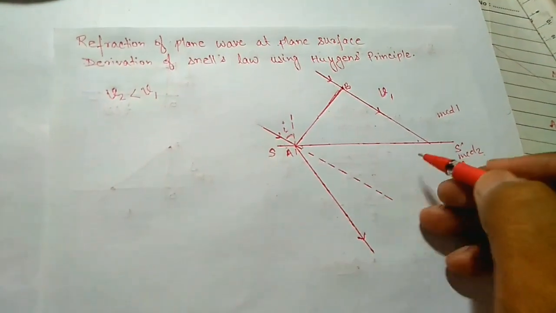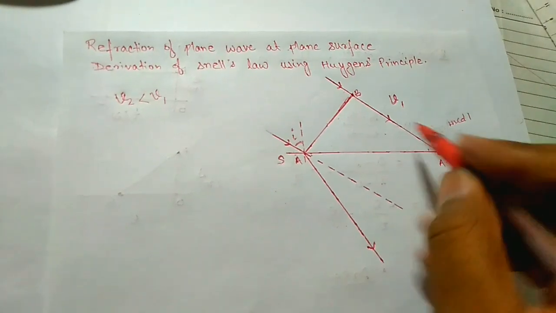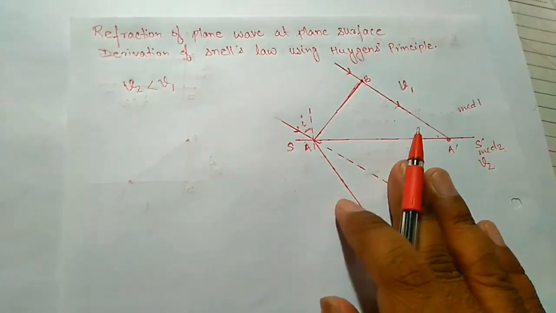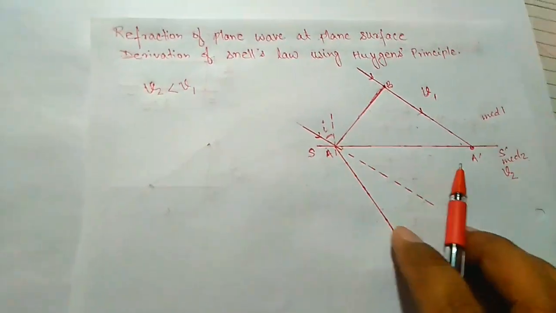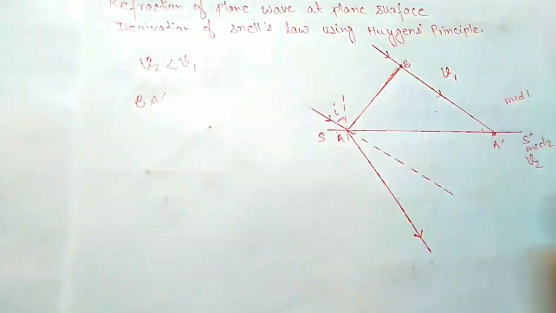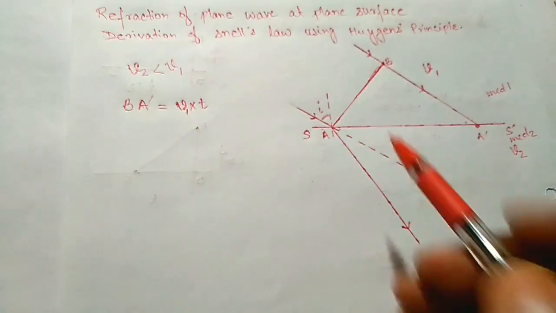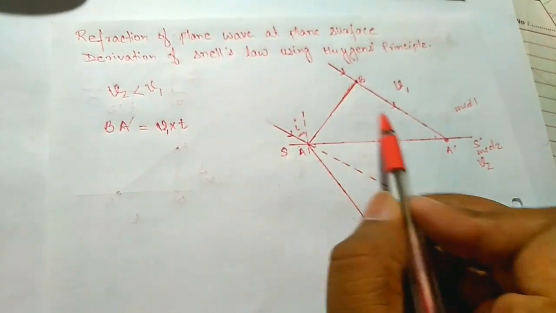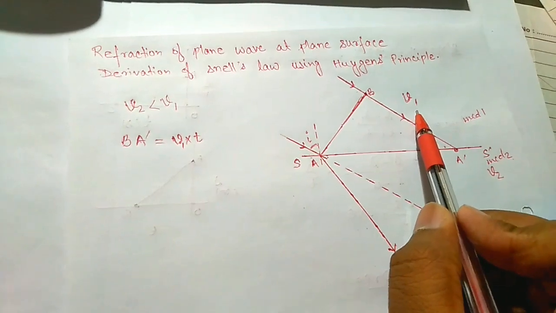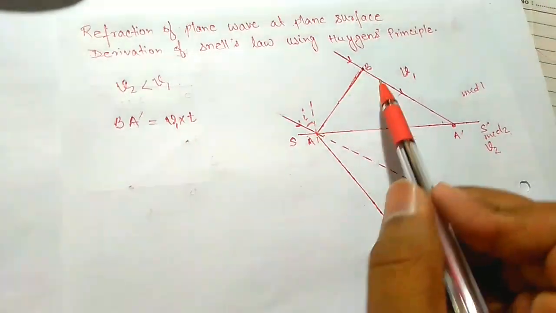from B to this point, say this is A dash. From B to A dash, the light took t seconds. So the distance traveled from B to A dash, BA dash, will be v1 into t. BA dash is equal to v1 into t, because distance is equal to velocity into time. In this medium the velocity is v1 and the time is t. So BA dash is equal to v1 t. This is the distance.